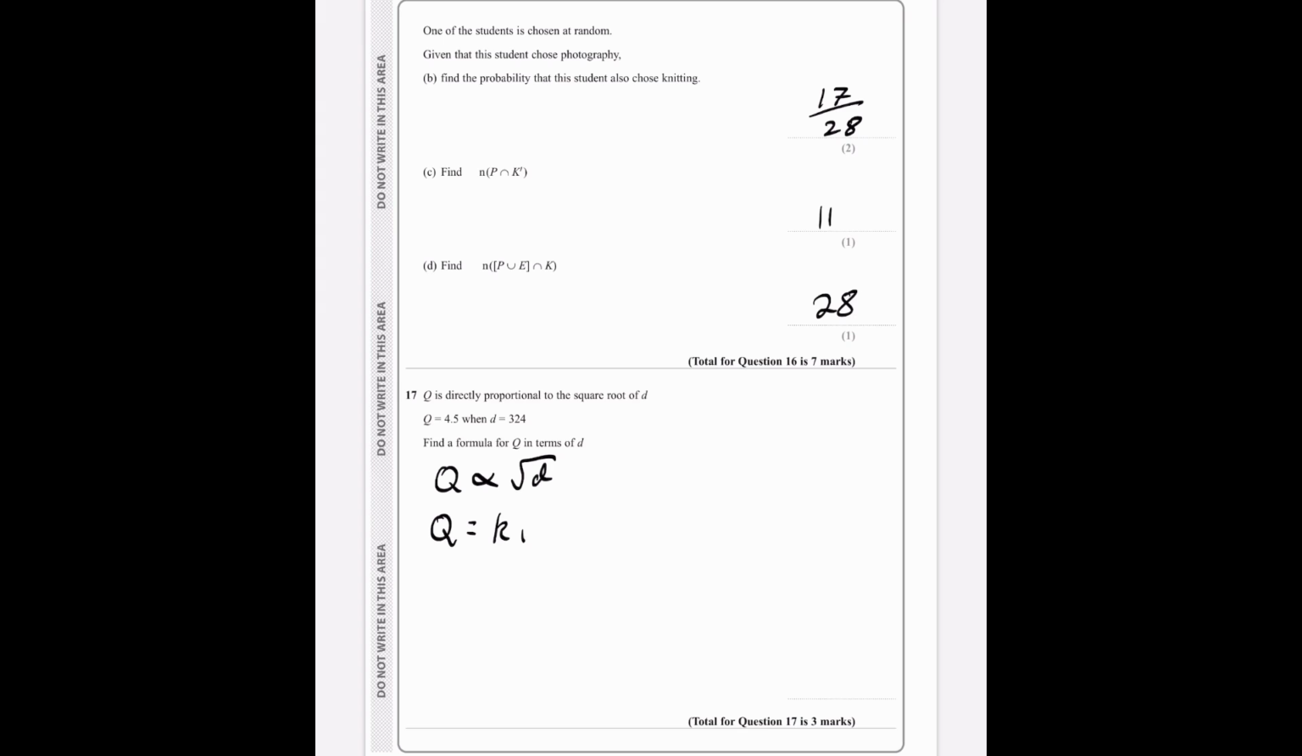For question 17, proportionality, Q is proportional to the square root of D, therefore Q is equal to K times root D. Substituting in the values they give us, the square root of 324 is 18. Divide both sides by 18, we can work out that K is equal to a quarter or 0.25. Therefore, the equation is Q is equal to a quarter times the square root of D.